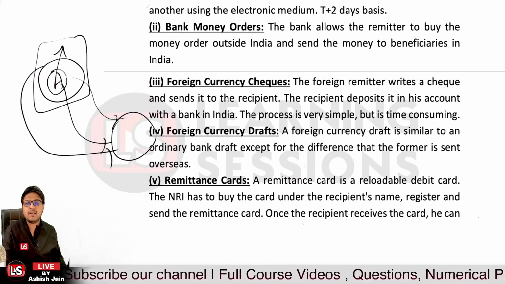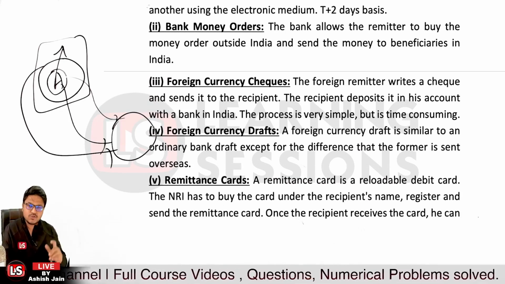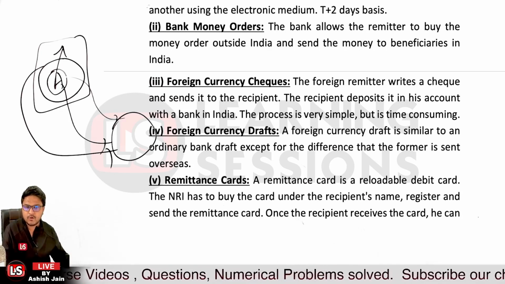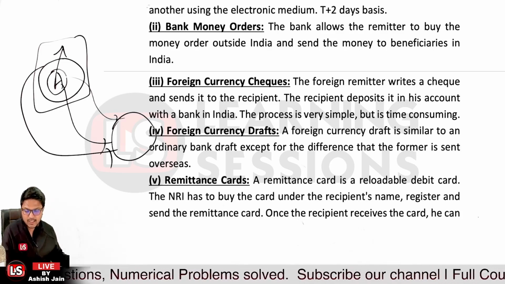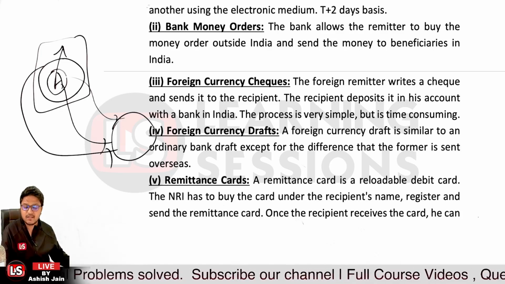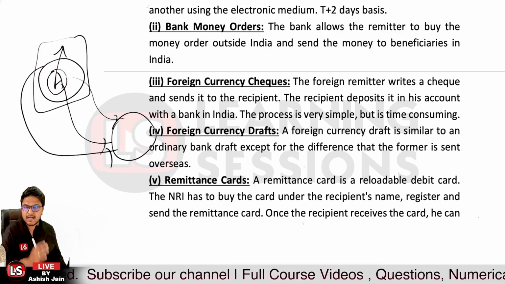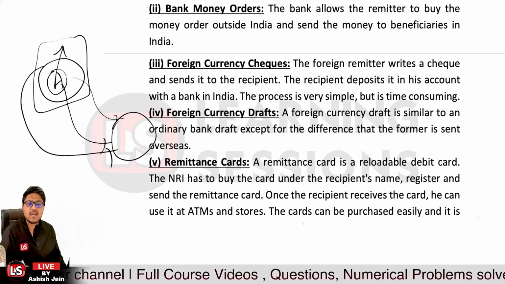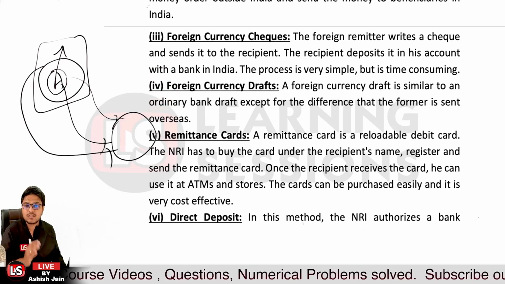Then it's related to remittance cards. A remittance card is actually related to a green card. In that particular case, the money will be loaded and it can be reloaded, and it will be given to a resident in India, or another person can buy this card, register it in the recipient's name, and send the remittance card. Once this remittance card has been received, it can be used at ATM stores, and this card can be easily purchased, and it is quite cost effective also.